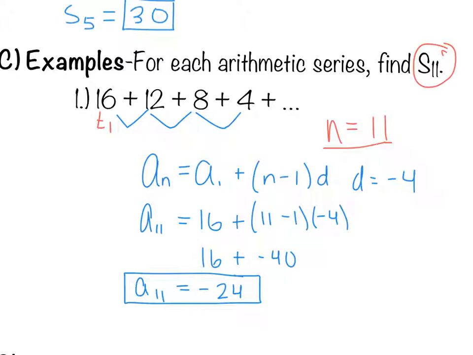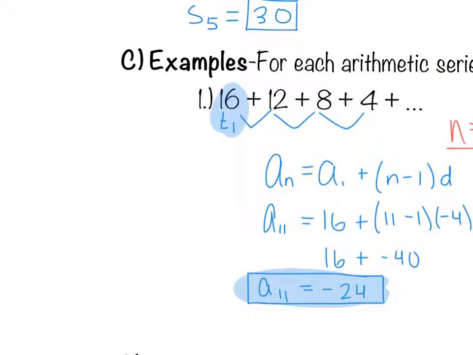So what I have done is used my sequence skills to figure out a missing term in a series so that I can actually find the sum. Now that I know the first term and the last term, and I have the total number of terms, which is 11 since it's asking for the sum of 11 terms, I can find the sum.